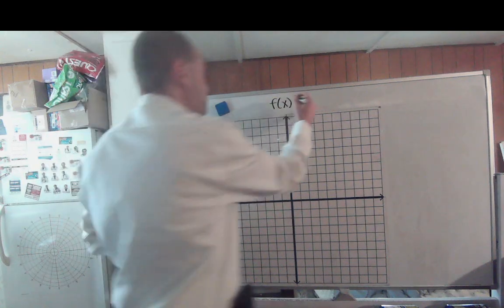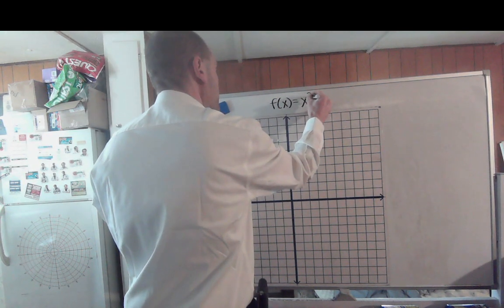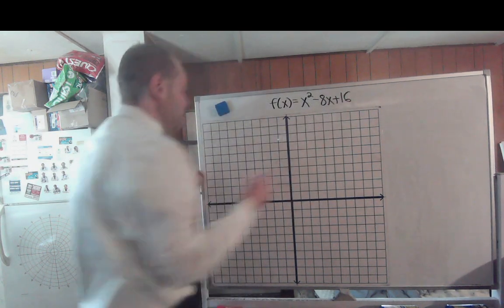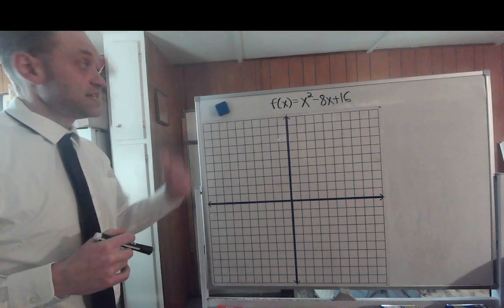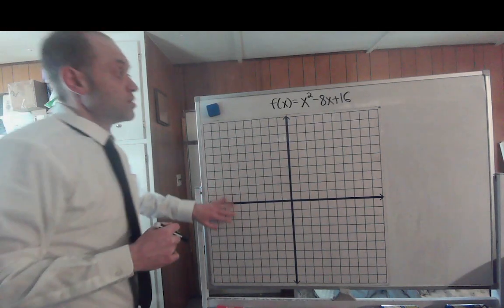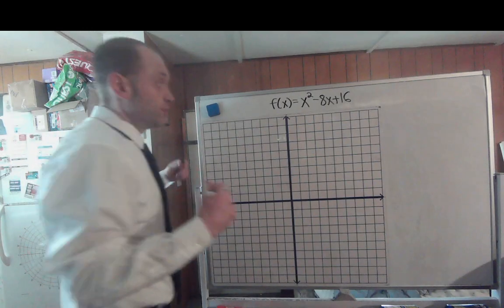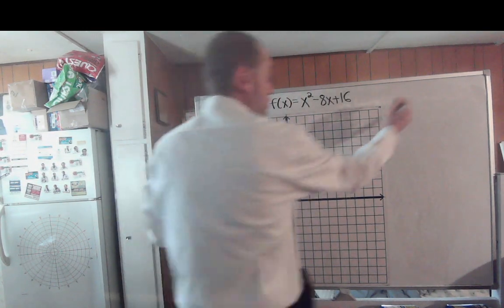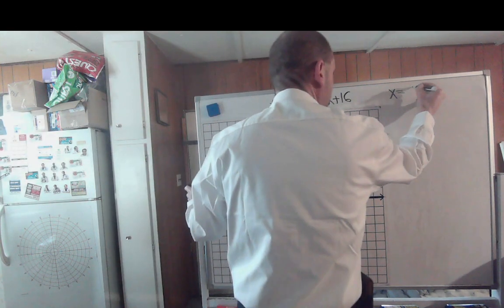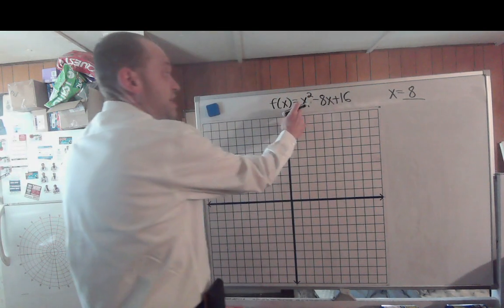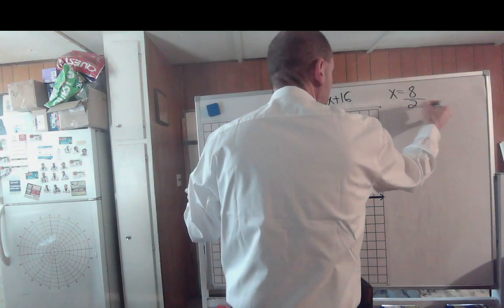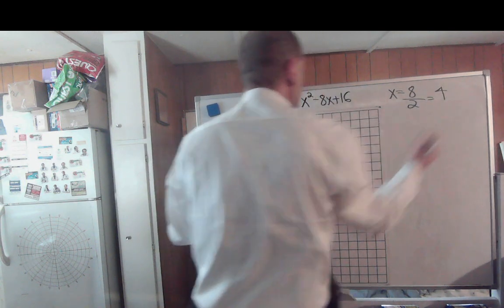Alright, this changes. We have x squared minus 8x plus 16. Well, we can find the vertex right off the bat. The x-coordinate of the vertex is equal to the negative of b, which would be positive 8, over 2 times your a. Well, 2 times a is 2 times 1, that's just 2. So that means your x-coordinate is 4.